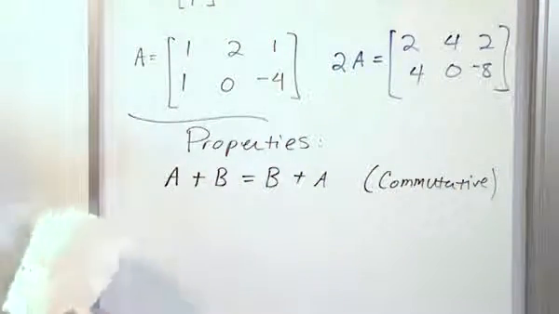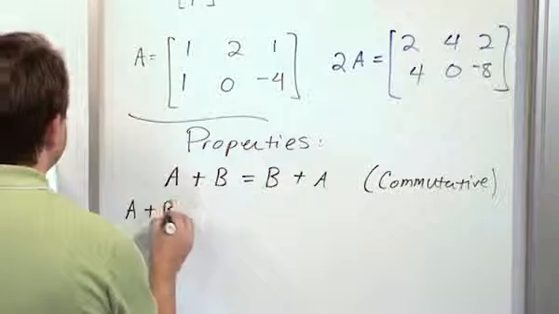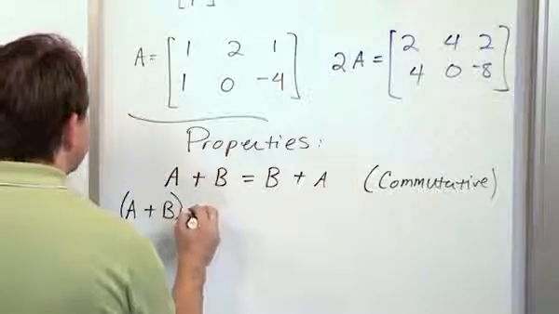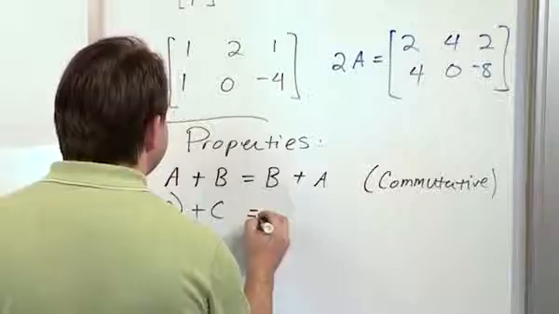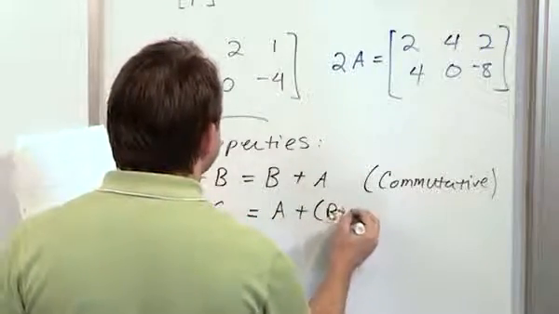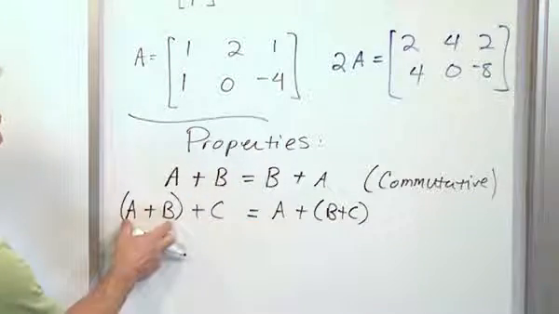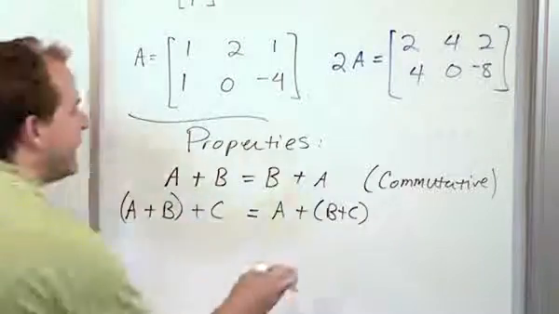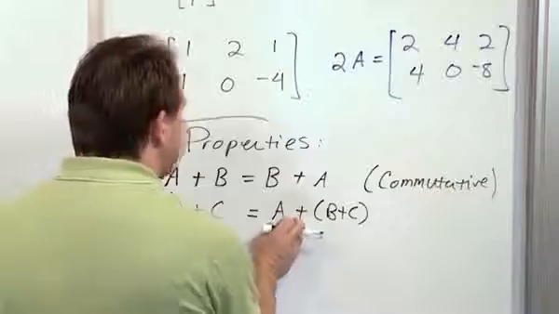All right, now the next thing we want to talk about is what if we have matrix A and we add it to matrix B? We do that first, that's why it's in parentheses, and then we get the result and we add it to matrix C. The same thing happens if you take matrix A and add it to B plus C like this. You see the difference in what's happening here. If I add A and B together first, and then I add matrix C, I get the same result as if I take matrix B and C and add them first, and then add matrix A to it.